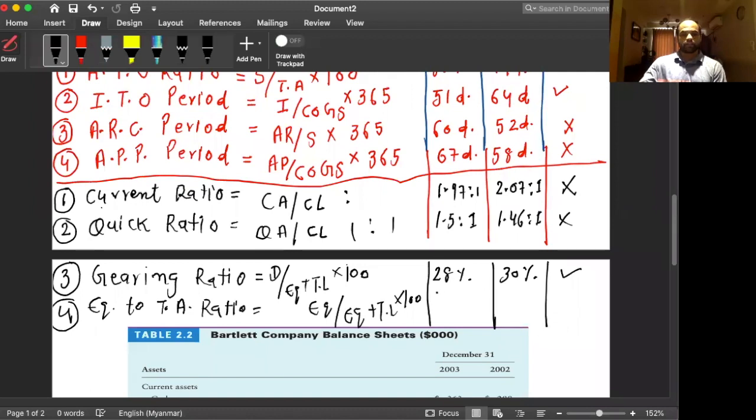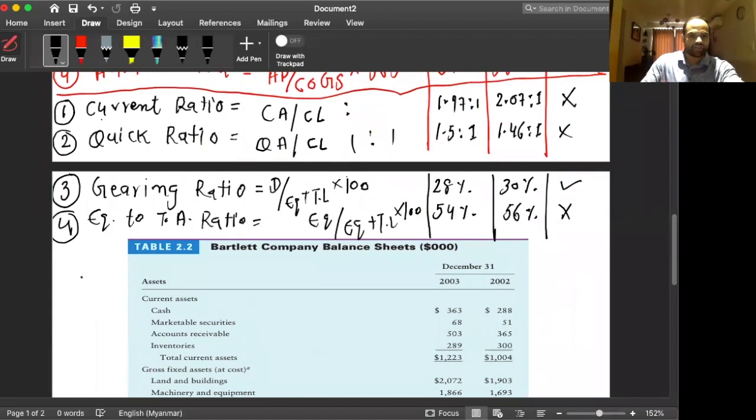For 2003, it's 54% and 56%. Good or bad? It's bad, because your equity proportion has been reduced, right? Compared to your debts.